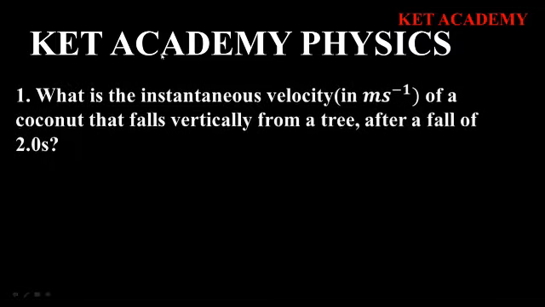So question 1 says, what is the instantaneous velocity in meters per second of a coconut that falls vertically from a tree after a fall of 2 seconds? So the first thing to do whenever you are given an equation is to collect your data and draw your diagram if possible. Then drawing our diagram, we know that this is our coconut and we know that our coconut is falling. Then this is the direction of fall. This is the direction in which it's falling.